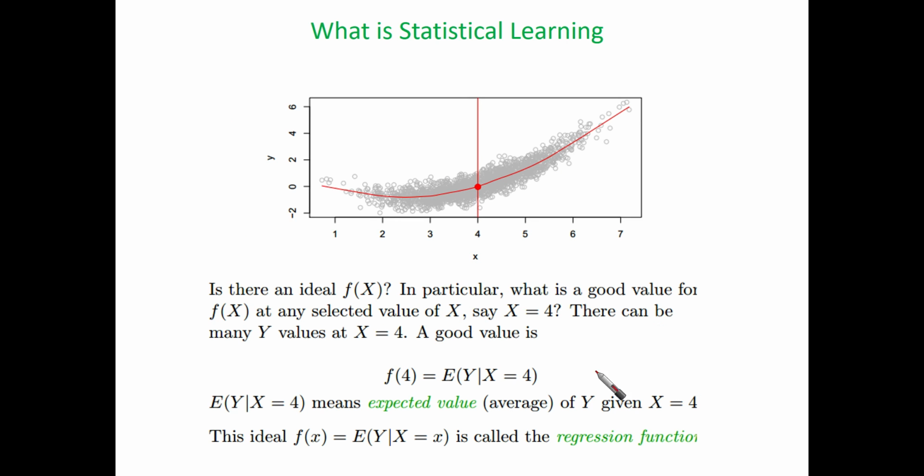Okay, is there any ideal function? What is the ideal function, or what is a good value for this function at any selected value of x? For example, let's say here is only one input. We are not talking about a vector input, only one input. And for this x, let's say we have a very particular value, x equal 4.